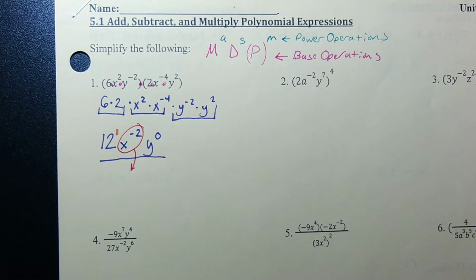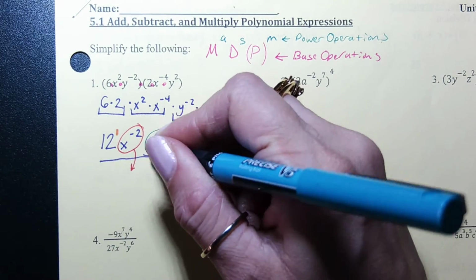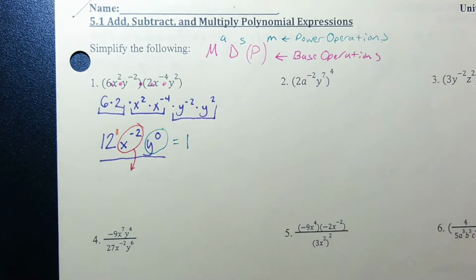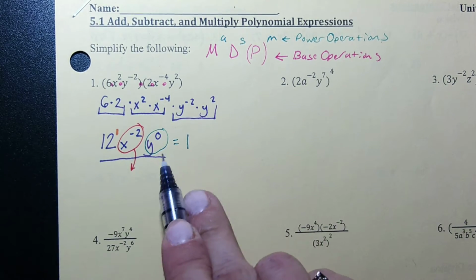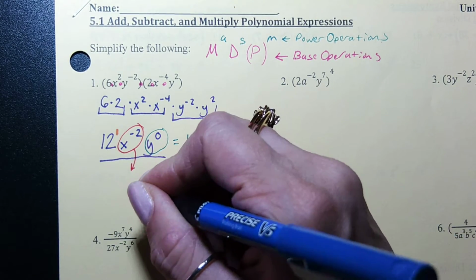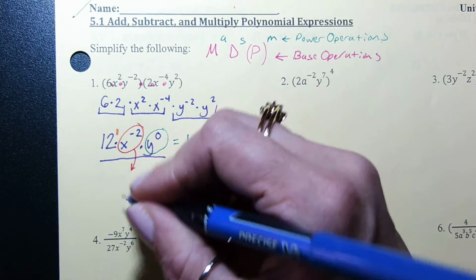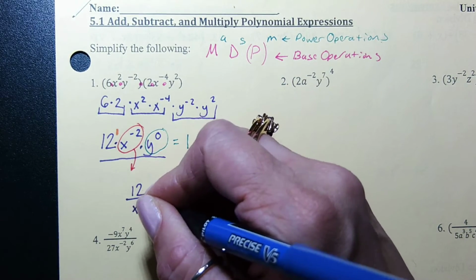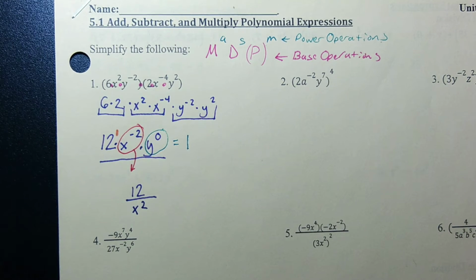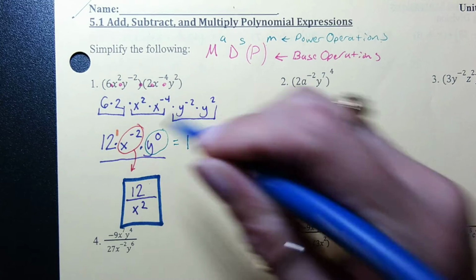Now, y to the 0. Anybody remember what y to the 0 is? 1. It's 1. Anything to the 0 power is 1. So I have 12 times 1, or just 12, since this is multiplication. And then on the bottom, we have x squared. So when we send it to the downstairs, it loses the attitude and becomes positive.